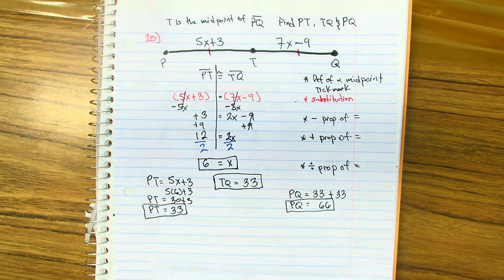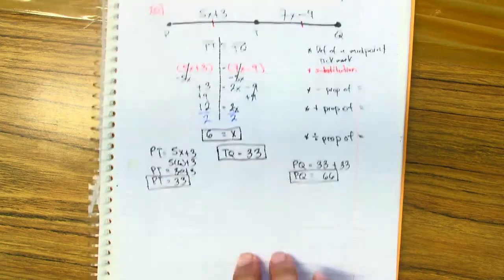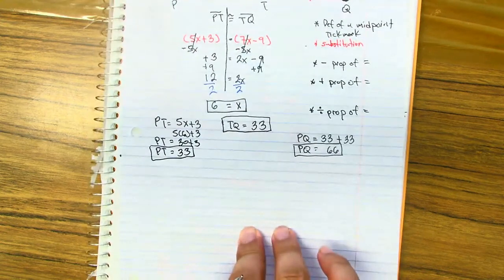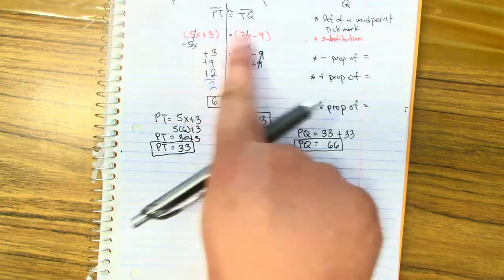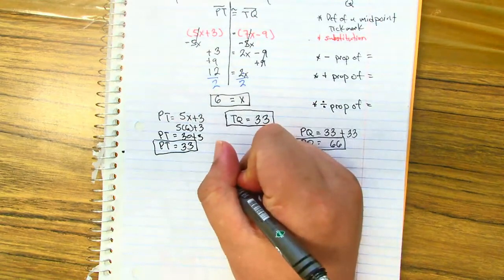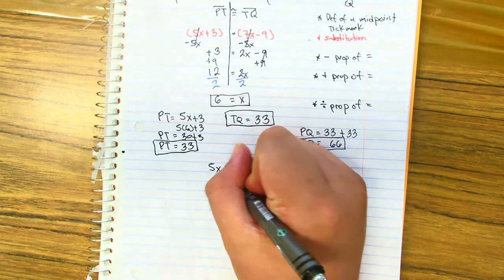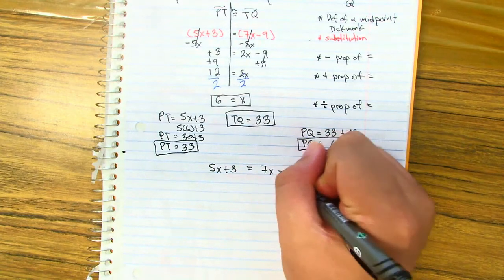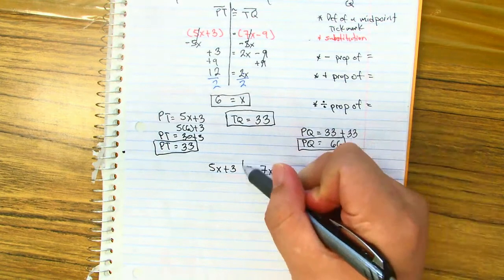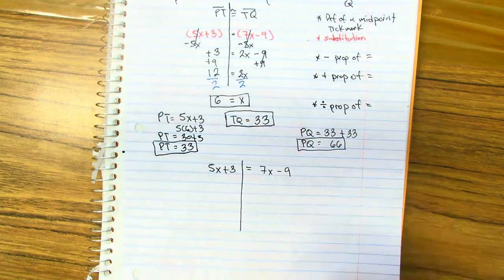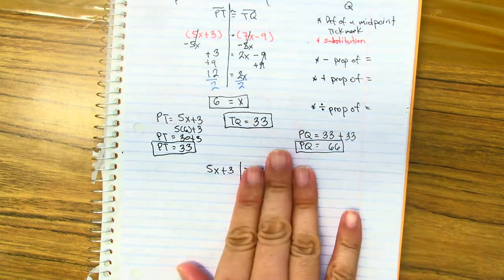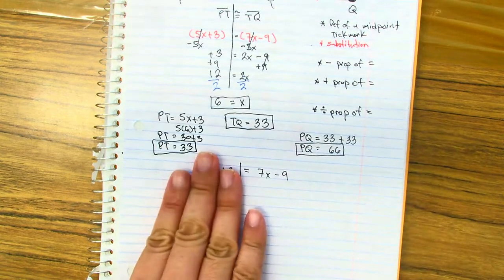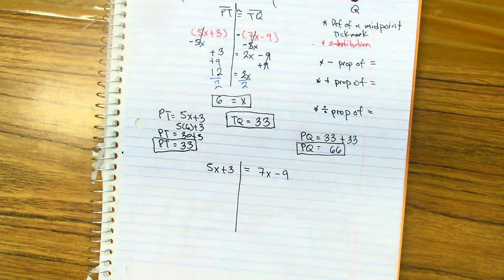Let's do a side note for that. Just in case students want another example, how do you do this equation backwards? How do we just write this? 5x plus 3 equals 7x minus 9. You can still just do the same steps. Simplify. So I'm going to solve it together, right?